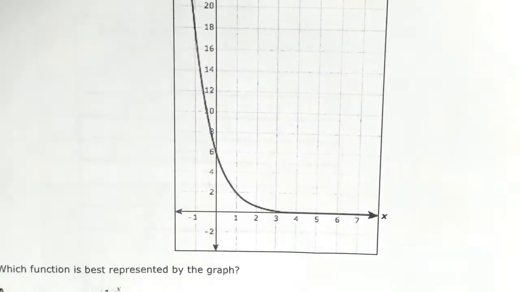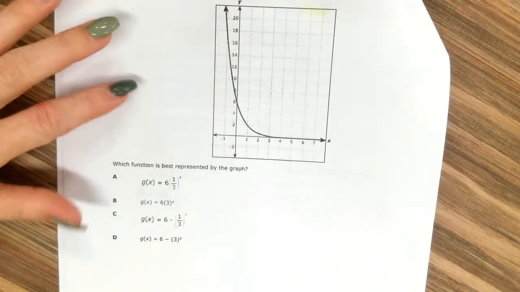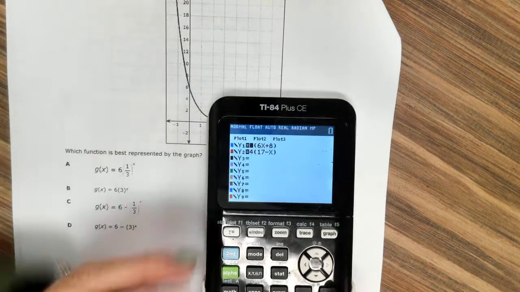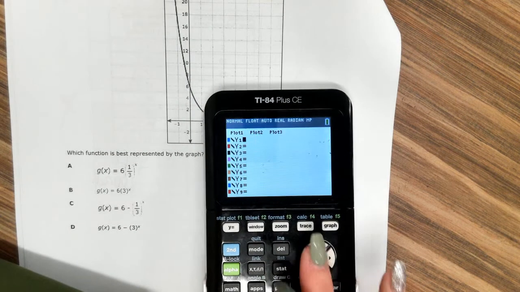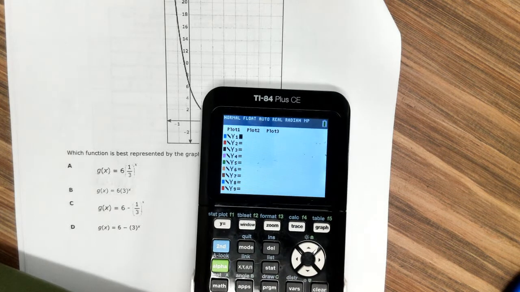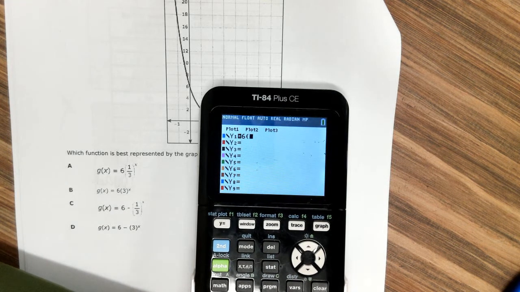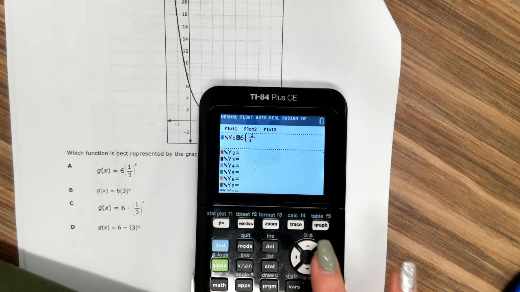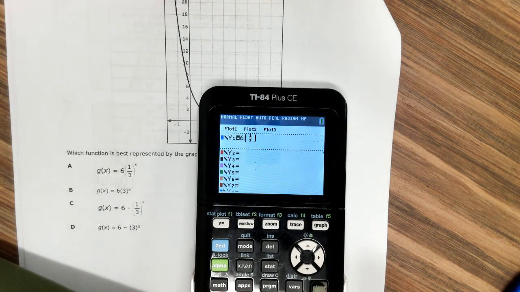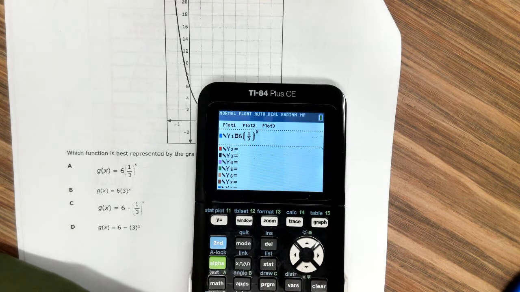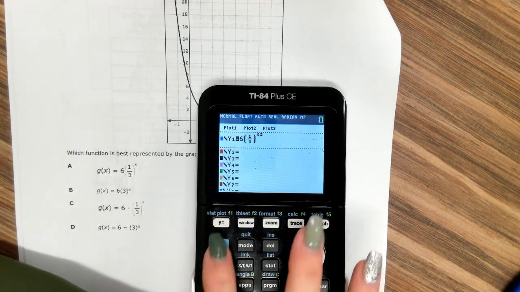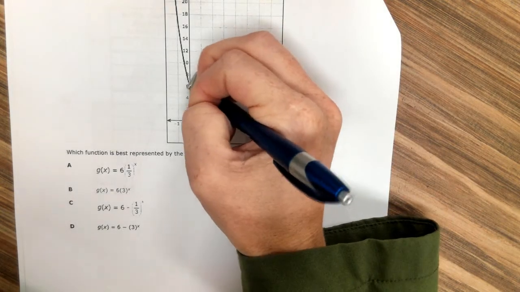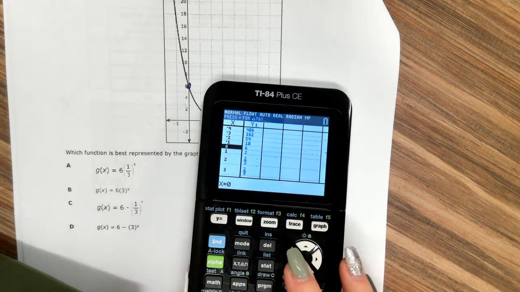All right, the next one, you simply would use your y equals button to see which one of those was correct. So you go to y equals, clear everything out, and type in choice A. 6, open parentheses, 1/3, close, tab out, close parentheses to the x power. I like to use my table, and right here I would say, okay, there's going to be a point at 0.6, and so I go check that, and that was correct.